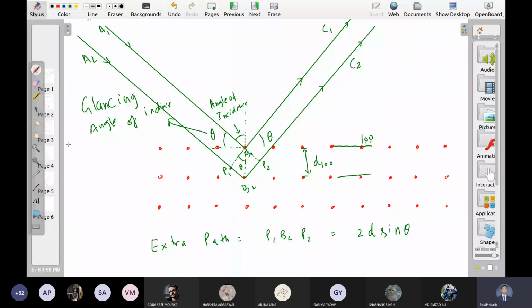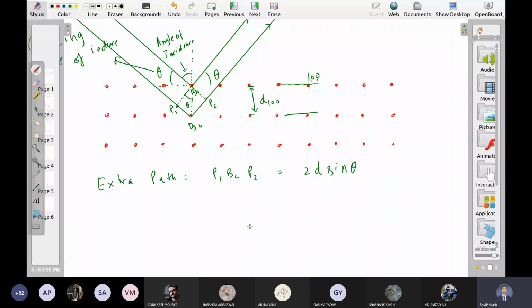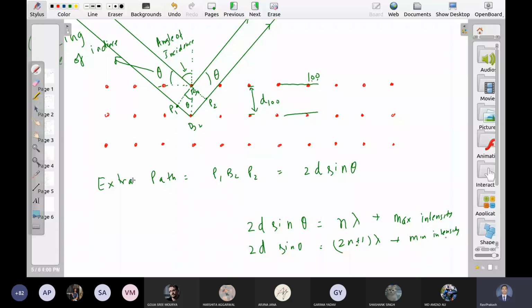So when will my detector receive the maximum light? Detector को कब maximum strength मिलेगा? When 2d sin theta is equal to n lambda. Lambda means the wavelength of the X-ray. And when 2d sin theta is equal to (2n plus minus 1) lambda, meaning an odd multiple of lambda, we have minimum intensity. So this is what we expect from the detector. When we get constructive X-rays, we get maximum intensity.